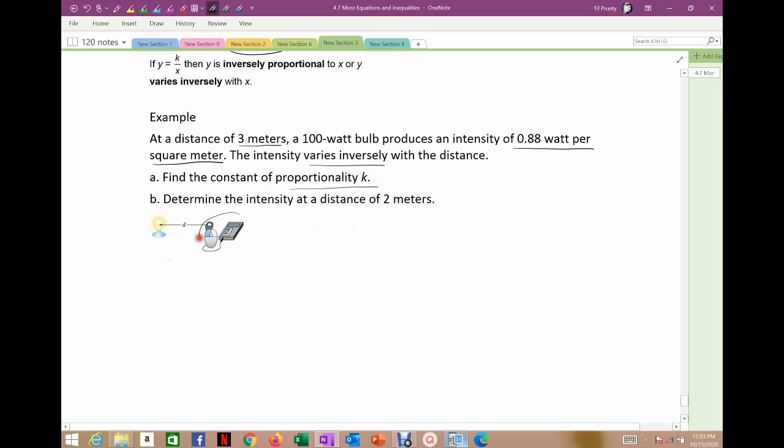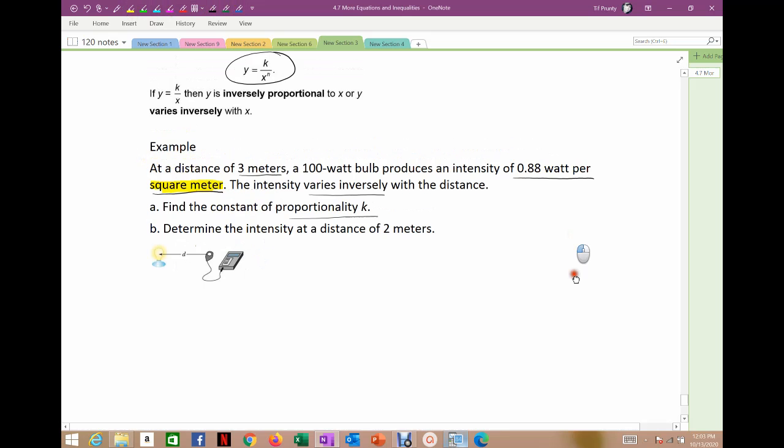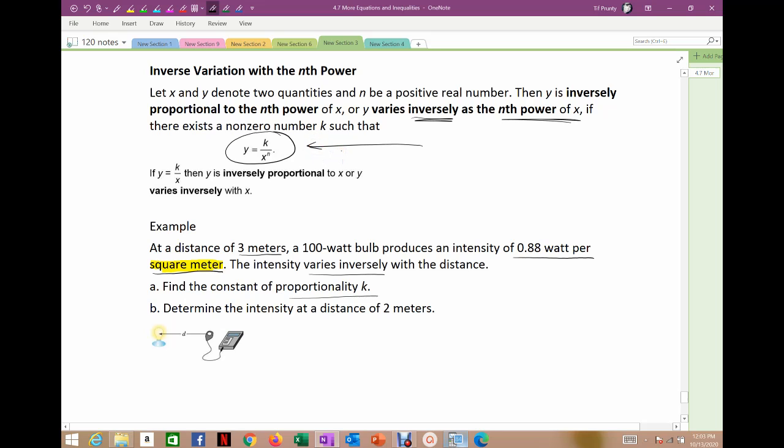All right, so this would be the intensity and distance. The tricky part is to recognize that it's a square meter, so it's in terms of squares. And it varies inversely, so it's this equation here. But it's a square meter, so I've got to remember it's squared. So x is the distance. I'm sorry, x is the distance. Y is the distance. X is the intensity.